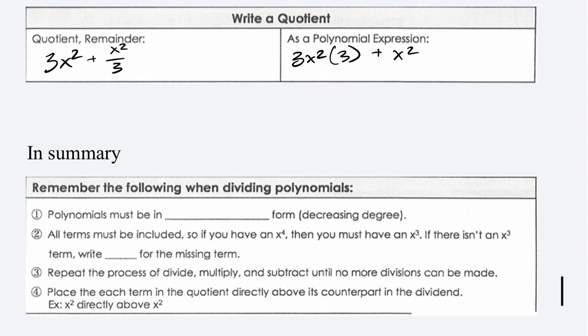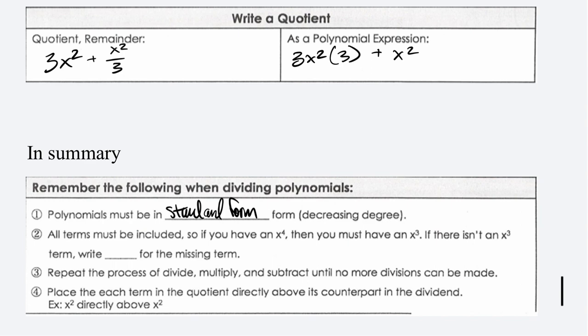Okay, remember, a polynomial doesn't have any rational terms. So here, when we have a divisor, we will have things in the remainder that may have an x in them, but here we don't. So polynomials must be in standard form to do long division. Okay, all terms must be included and accounted for.